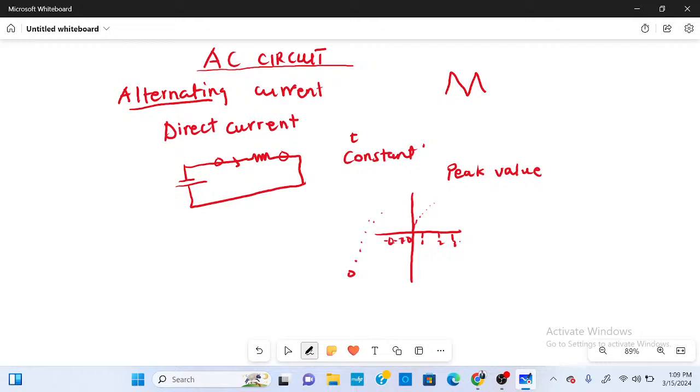So every alternating current or alternating voltage, if you have an alternating current or alternating voltage which is changing with respect to time, it will increase from 0 until it reaches a peak value. So once it reaches that peak value, then it starts to decrease, then finally back to 0. So that is the nature of alternating current.